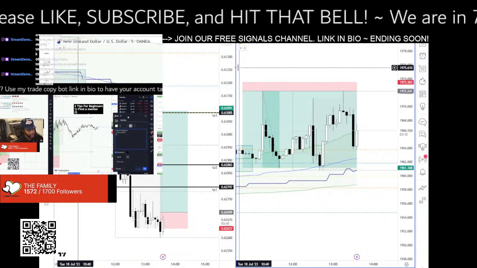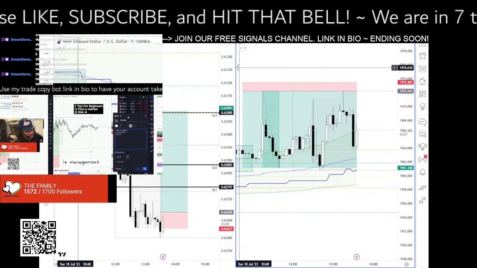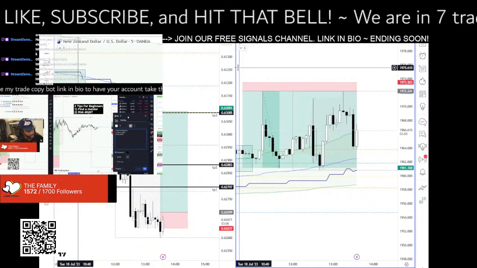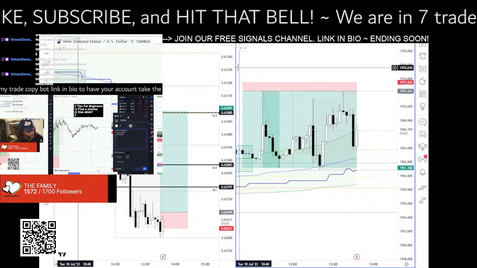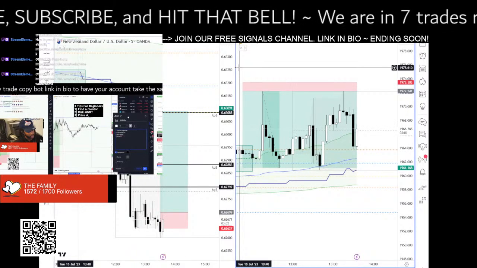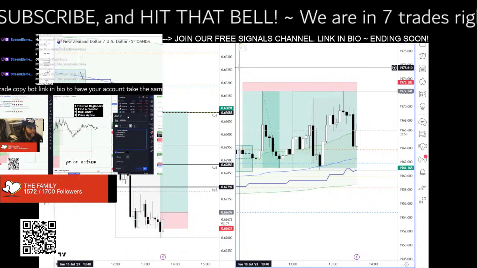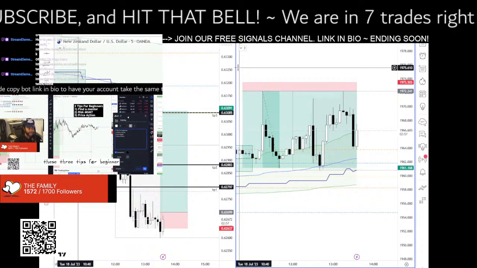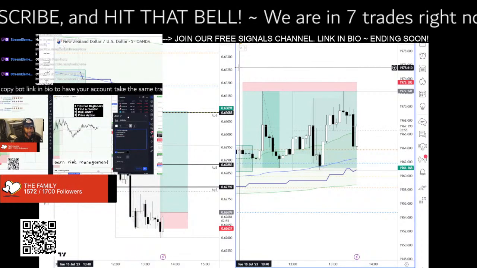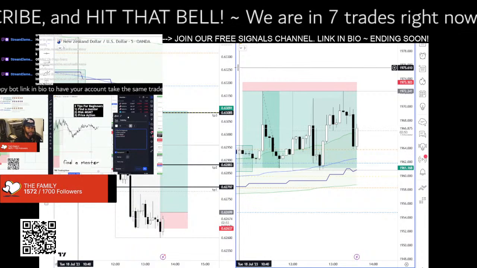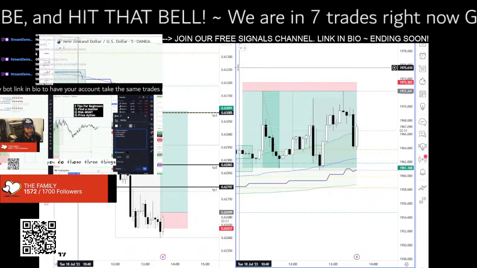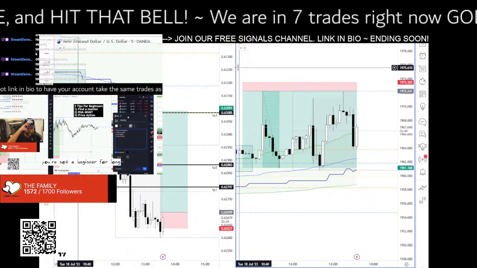Number 2, risk management. Number 3 is price action. These are the 3 things. There's 3 tips for beginners: learn price action, learn risk management, find a mentor. You do those 3 things, you're not a beginner for long.